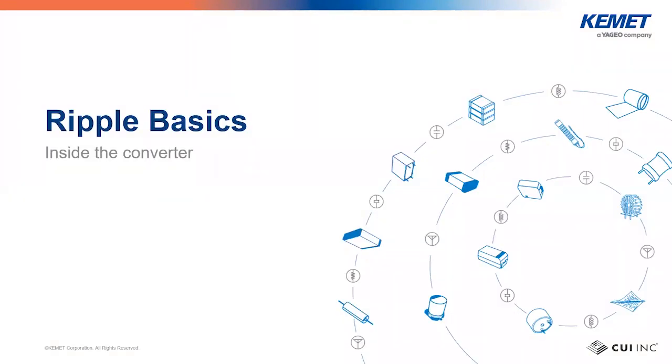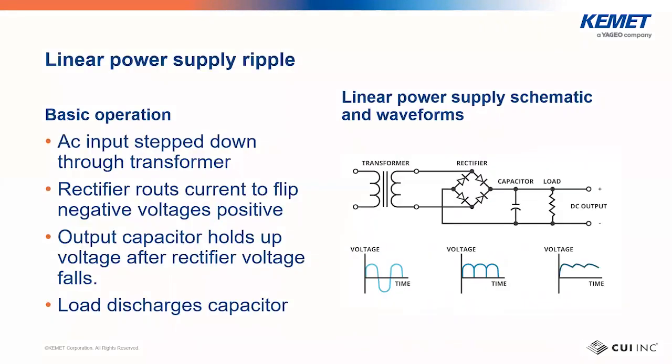So as I said, the ripple is an inherent aspect of a power supply, so we're going to take a look under the hood and see what causes it. We'll start by taking a look at the ripple voltage on an old linear power supply, the schematic of which is shown on the right.